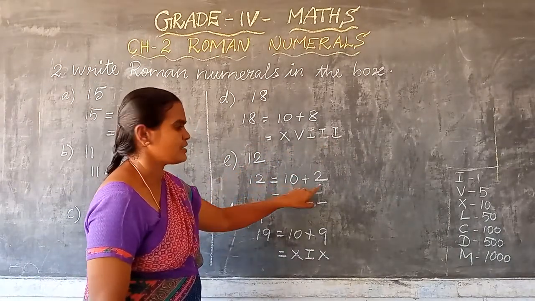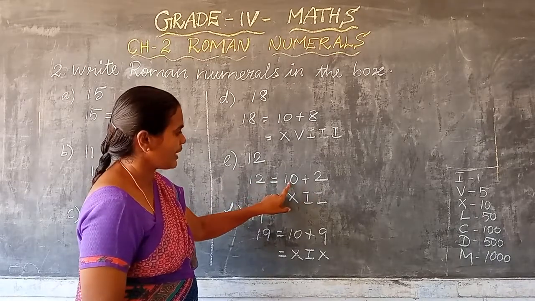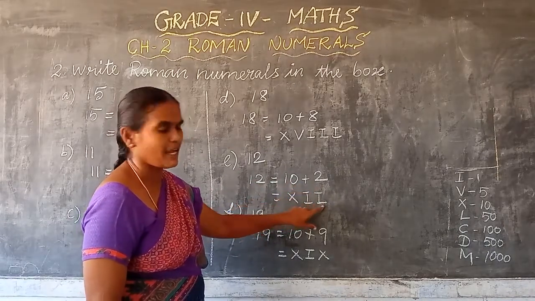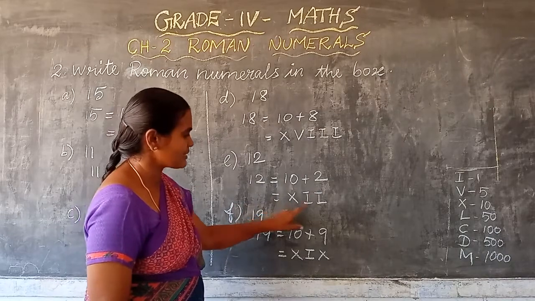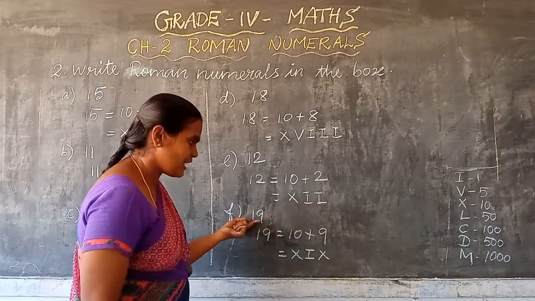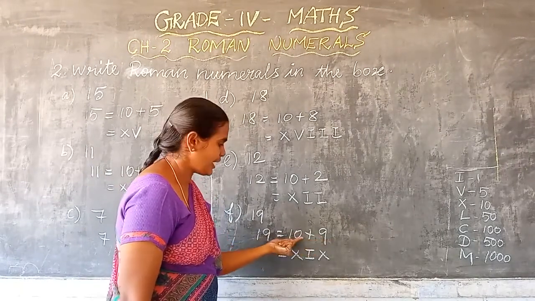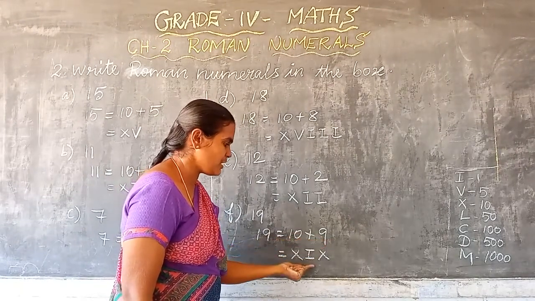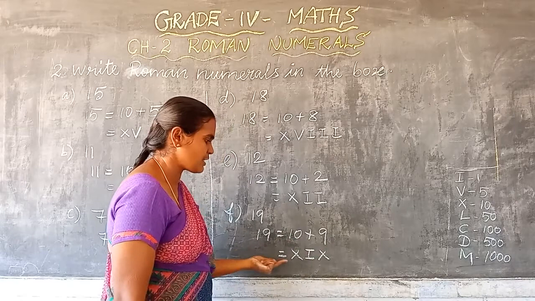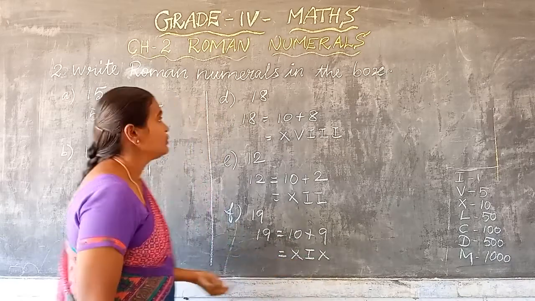12. 10 plus 2. 10 means X. 2 means II. So 12 means XII. 19. What is the expanded form of 19? 10 plus 9. 10 means X. 9 means IX. So 19 is equal to XIX.